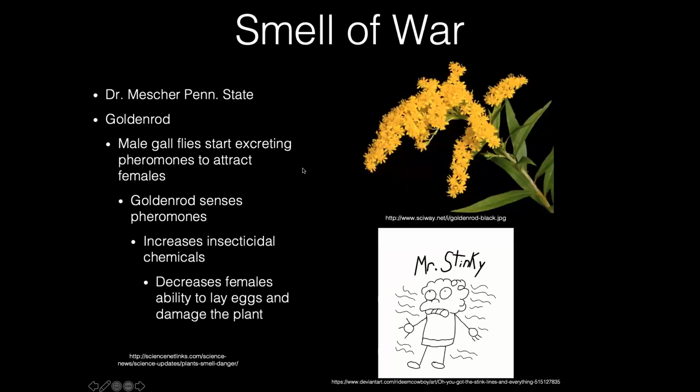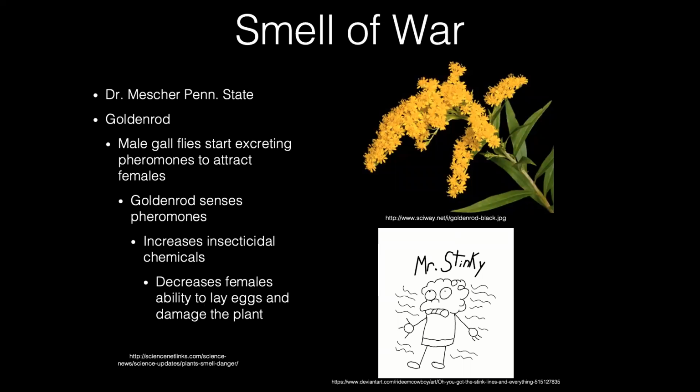Okay, let's see. Another example, the smell of ore is what I call this one. Dr. Mesher, Penn State. And this has to do with goldenrod and the gall flies that like to lay their eggs and have their larvae grow inside, and they create those weird balls, the galls on the goldenrod.